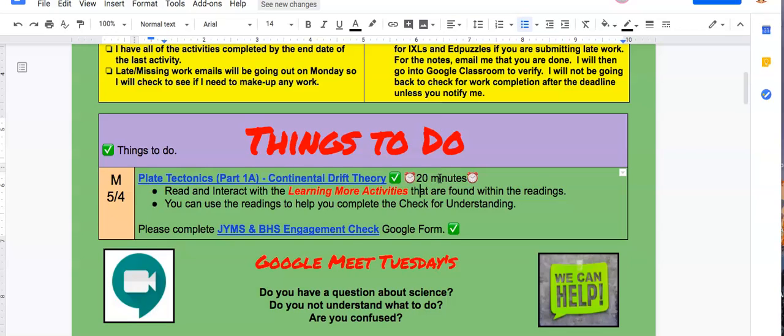If this is a topic that really interests you, you can interact longer than 20 minutes with those learning more activities. It's a way for us to offer our advanced learners more options.